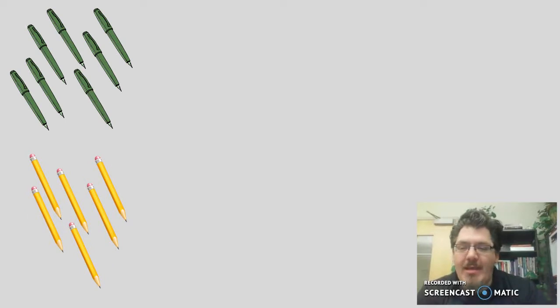Suppose that you have some pens and pencils. We want to figure out if there are more pens or more pencils, or possibly an equal number of pens and pencils. Let's start organizing them by matching up one pen and one pencil at a time.